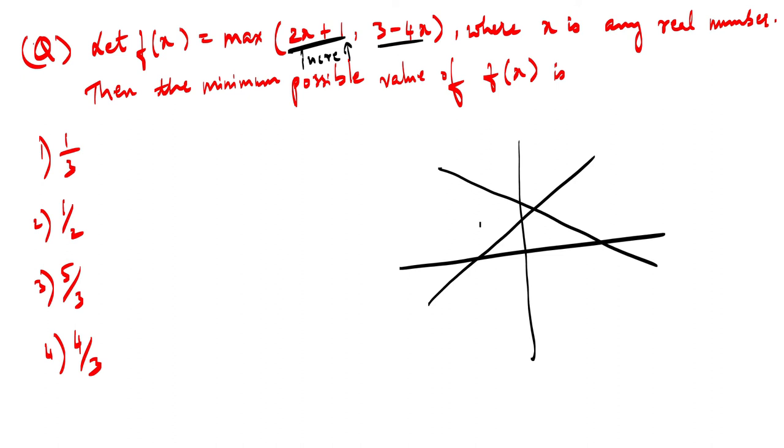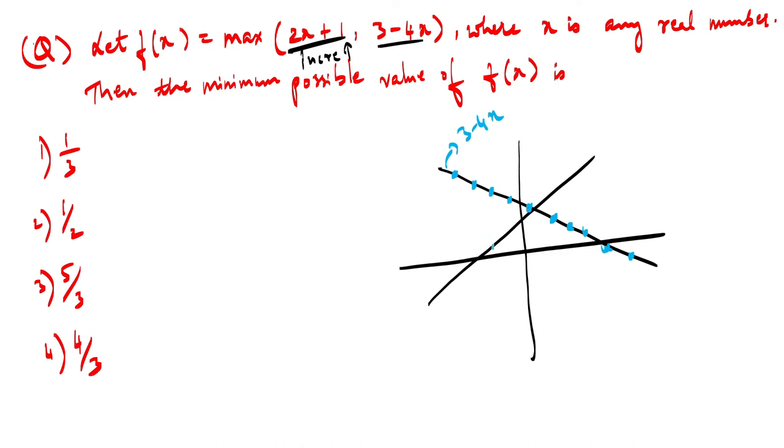When can the value be minimum? See, this is always decreasing. Let me change the color. Okay, this is always decreasing, right? This is the graph of 3 minus 4x.